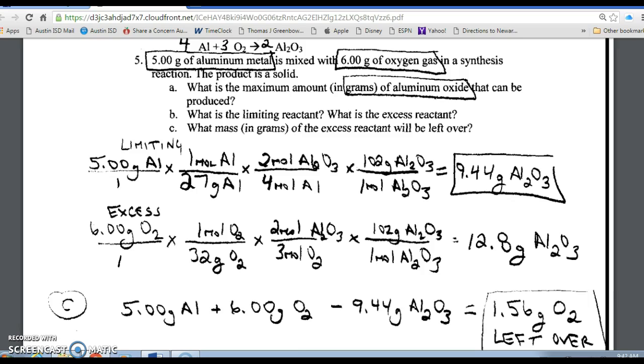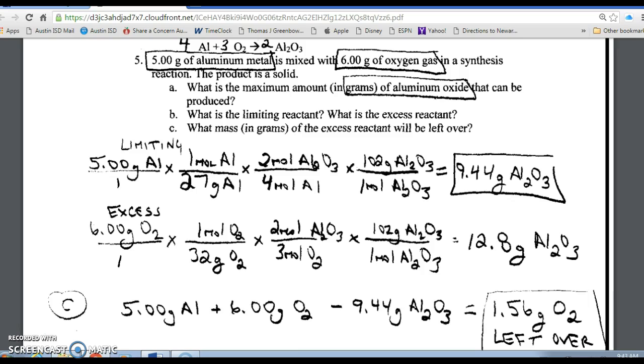So we want to know what is the maximum amount in grams of aluminum oxide that can be produced, and also what is the limiting reactant and what is the excess reactant. And really we can answer A and B sort of simultaneously. So I start one dimensional analysis chart with my 5 grams of aluminum. And what I want to solve for is grams of aluminum oxide, which is my goal for letter A.